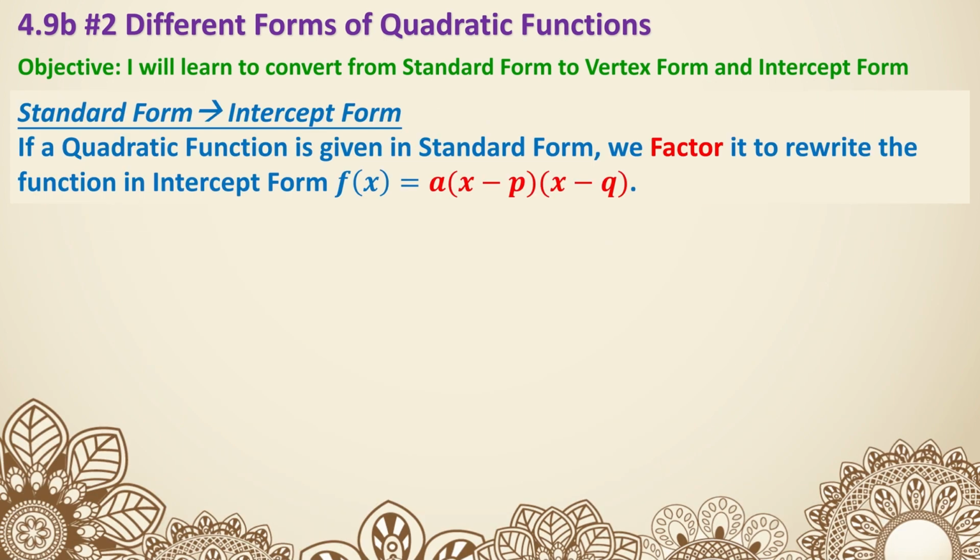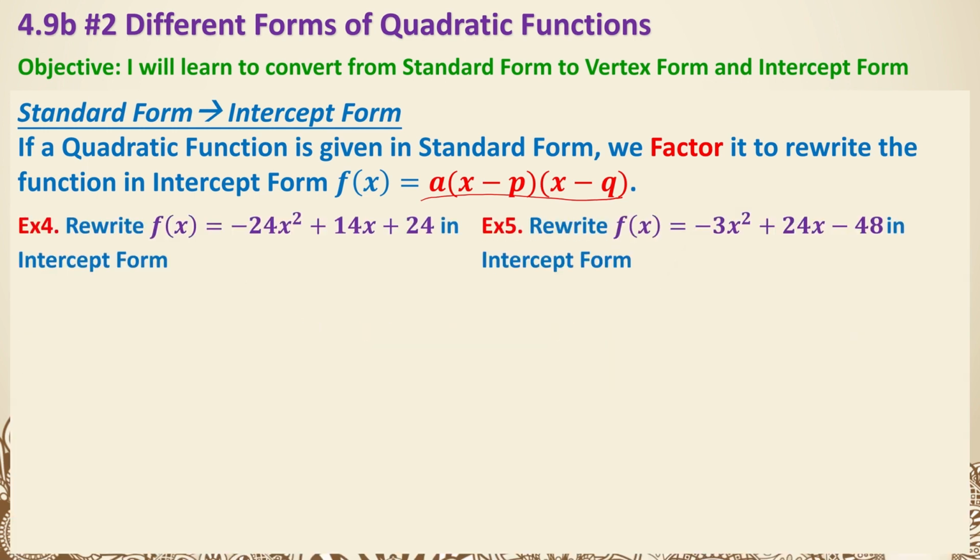Standard form to intercept form. If a quadratic function is given in standard form, we factor it to rewrite the function in intercept form. But like I have talked about in the previous lesson, we do have a bit of an extra step that we have to go through. So no matter what, we are going to try to factor first. So there you go, example 4. Let's set it equal to 0 and factor.